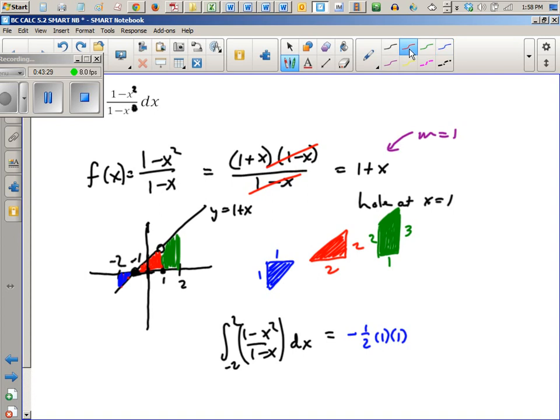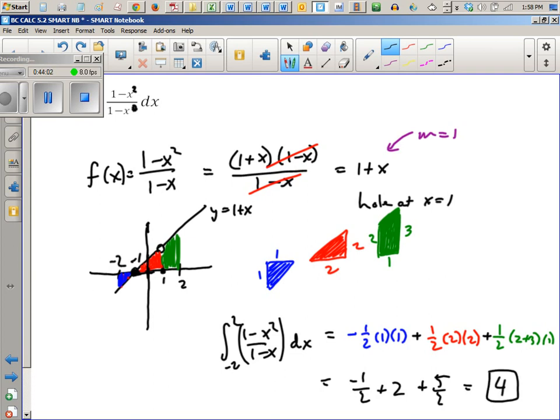And then we're going to switch to the red triangle. The red triangle is above the x-axis, so it's positive. And it's a 2 by 2 triangle, so it's 1/2 times 2 times 2. And then we're going to go on to do the green trapezoid, whose area is 1/2 times 2 plus 3 times 1. So altogether, this integral turns out to be -1/2 plus 2 plus 5/2, which is 4. Turns out it's 3/2 plus 5/2, 8/2.